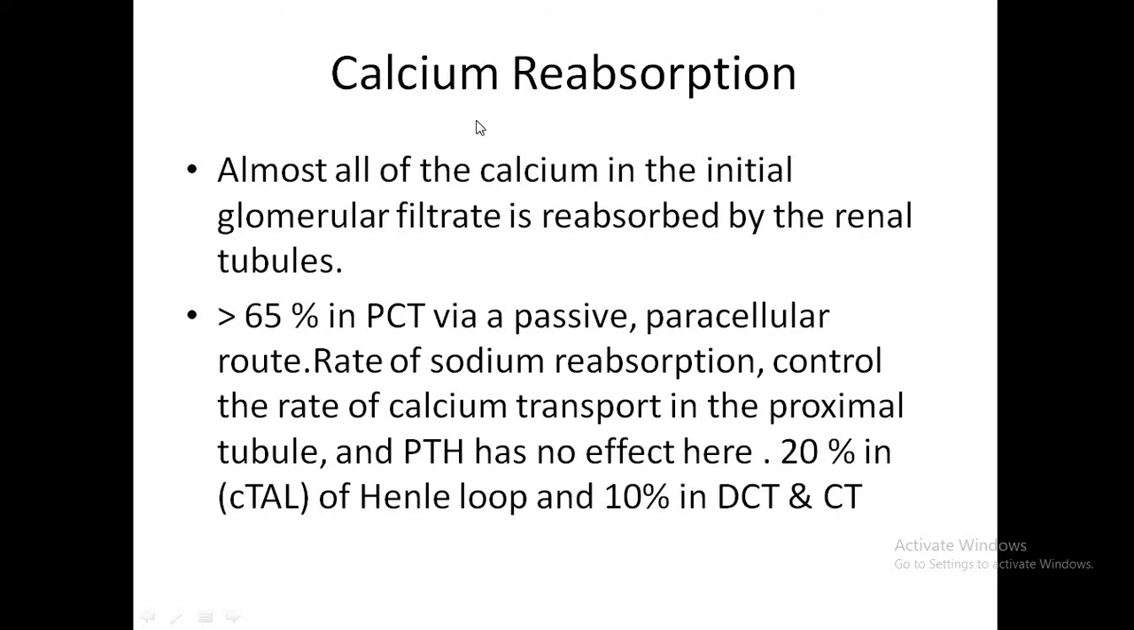Coming to calcium reabsorption, almost all of the calcium in the initial glomerular filtrate is reabsorbed by renal tubules. More than 65% takes place in the proximal tubules via the passive paracellular route, and the rate of sodium reabsorption controls the rate of calcium transport in the proximal tubules, and PTH has no effect in the proximal tubules. So you have to remember that PTH does not affect the 65% reabsorption in the proximal tubules. 20% is absorbed in the thick ascending loop of Henle, that is in the cortex, and 10% in the DCT and the CT.